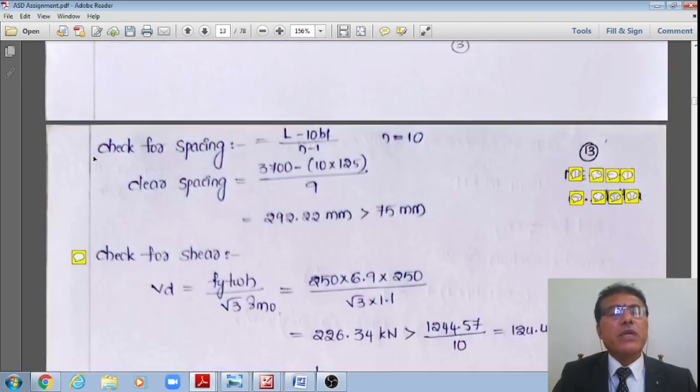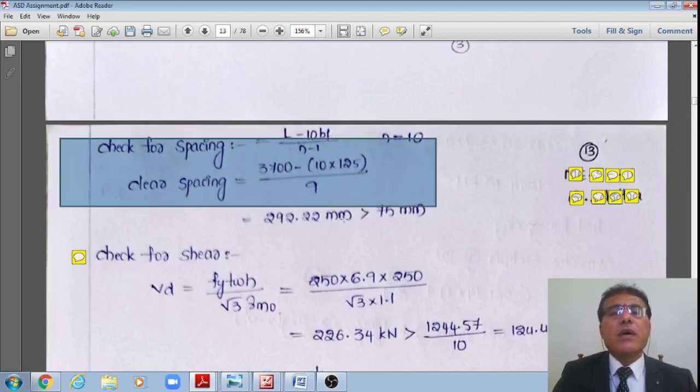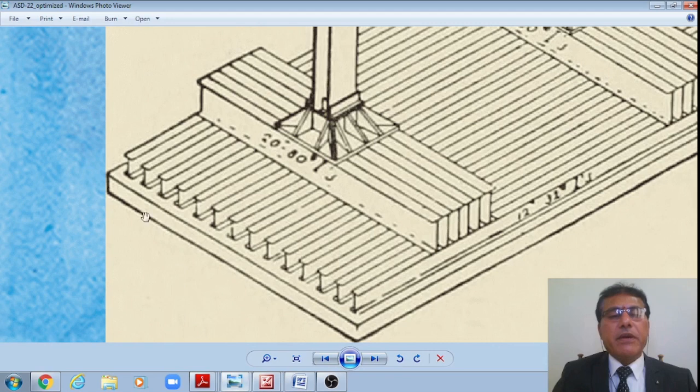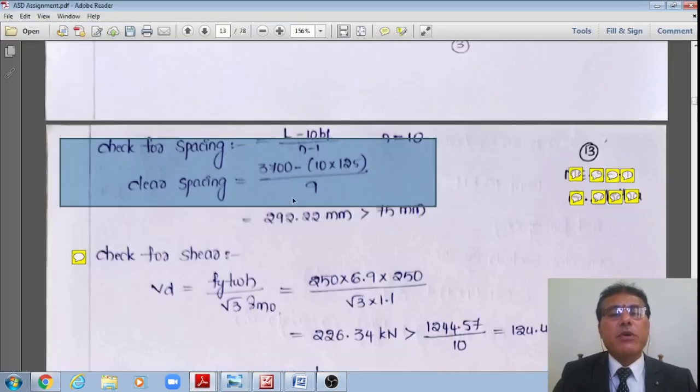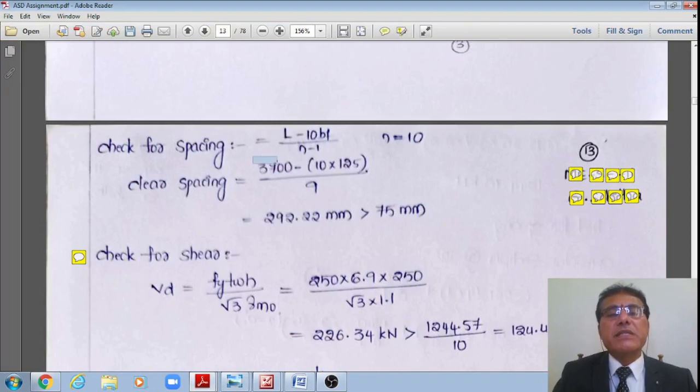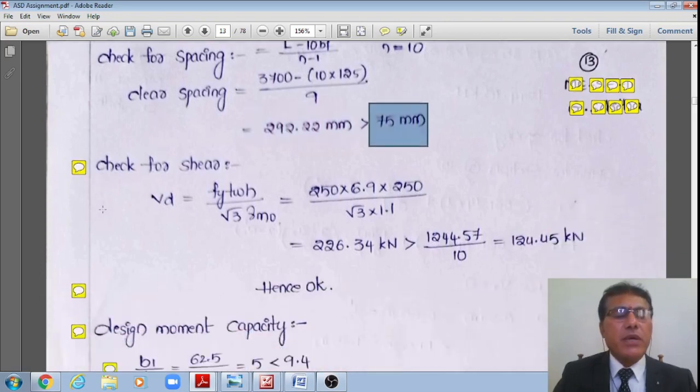Right? Therefore, once I do that, now I'll do the very first check, check for the spacing, right? I have the length 3700 mm provided already, within which I want to provide 10 beams. Within this 3700, from this end to the other, I want to provide 1, 2, 3, 10 beams, within which only 9 spacings will be there. Therefore, what is the actual spacing available? That is 3700 minus 10 multiplied by 125, which is the flange width of each, divided by 9. It works out to 292.2, which is greater than 75 mm. Therefore, it is okay in the first check.